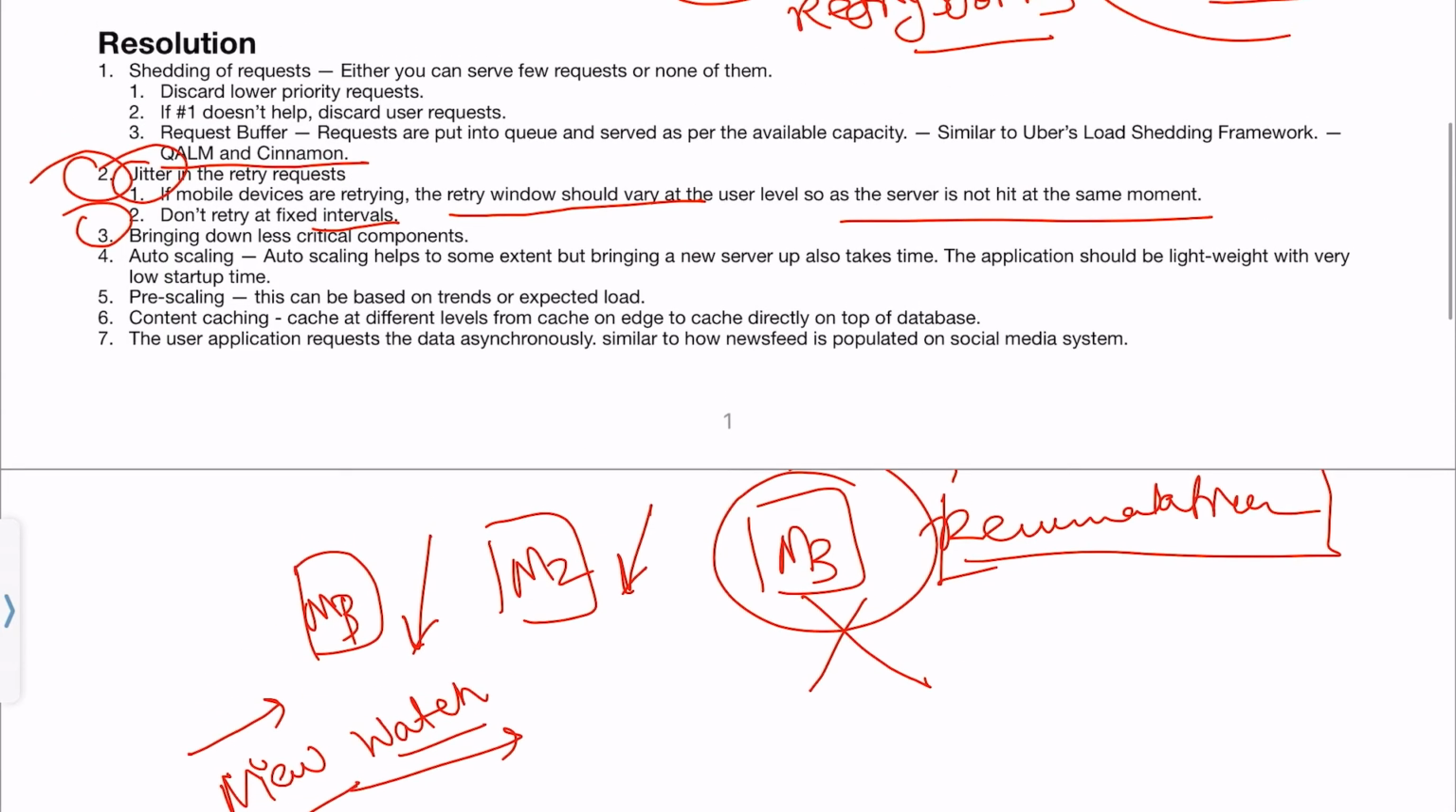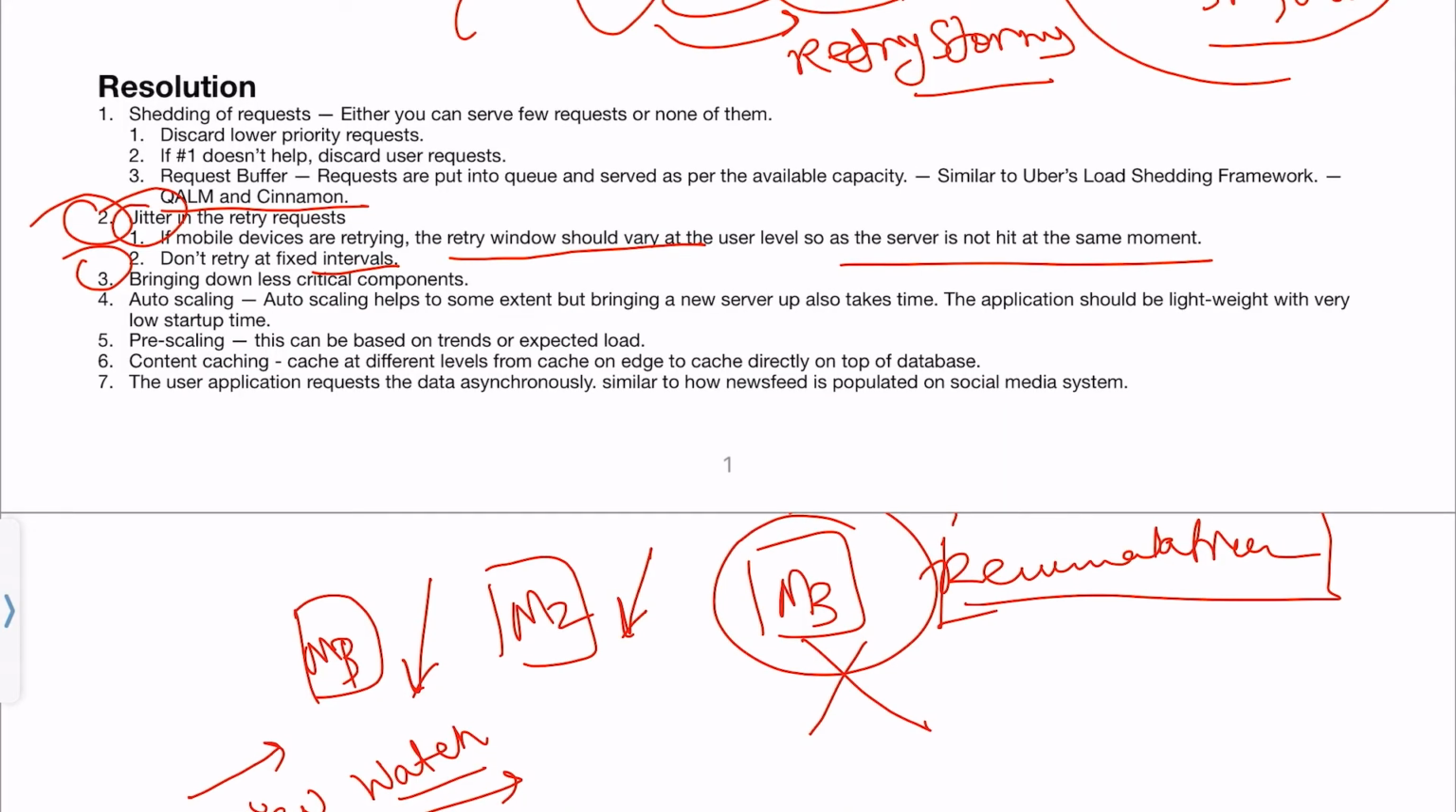So this is what I mean by bringing down less critical components. If there are multiple components in the system and there is an overload scenario, do not serve the less critical requests. We discussed this earlier as well, the lower priority requests. A similar concept applies here.